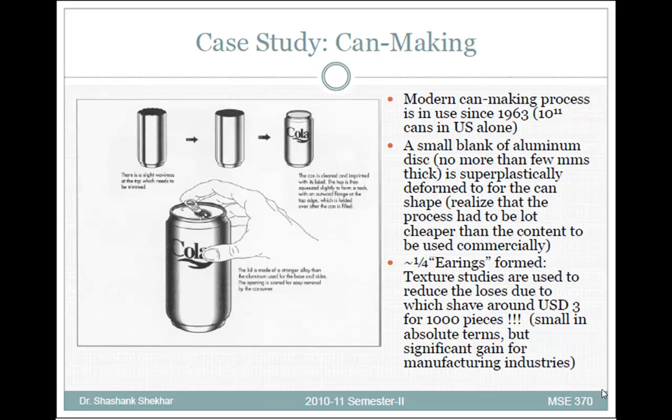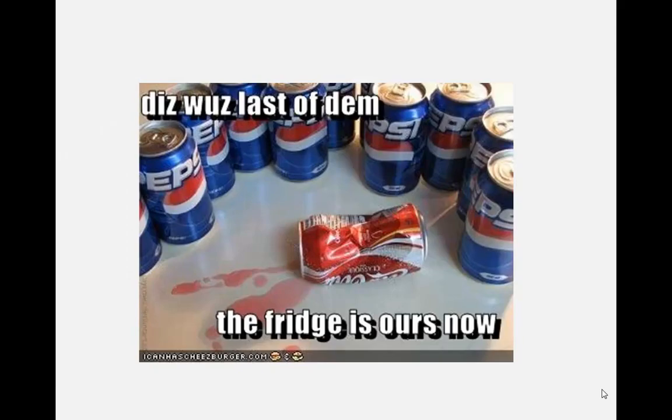Also, it's important to ensure that the process is not expensive, so we need a cheaper process. If we use our method of processing it, then around $3 for 1,000 pieces can be saved, which might seem very small, but considering the large amount of cans that are produced nowadays, it makes a huge difference.